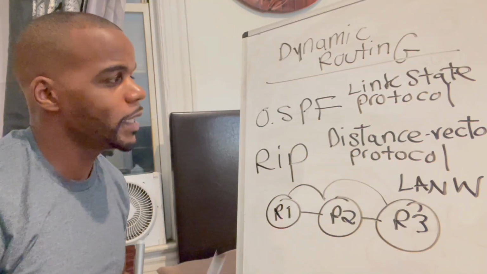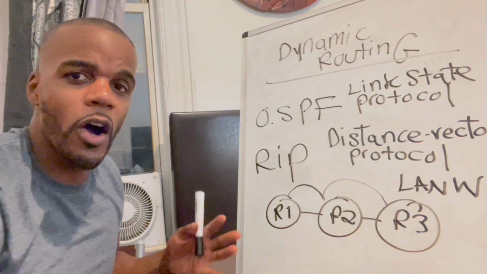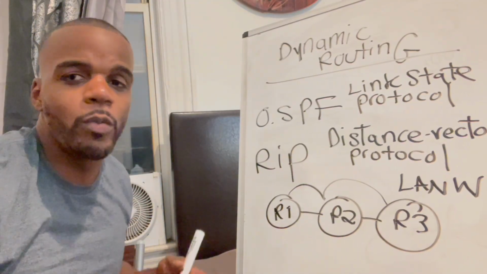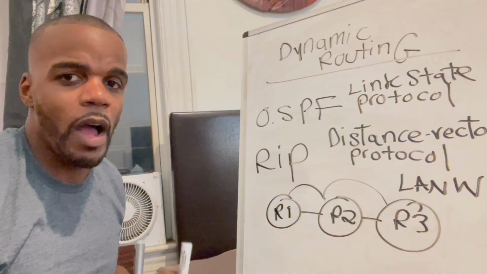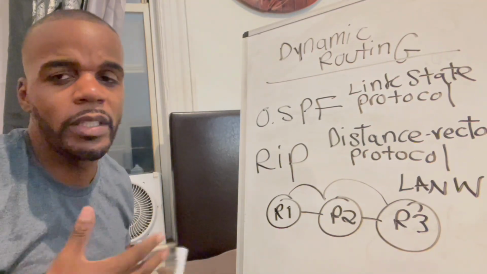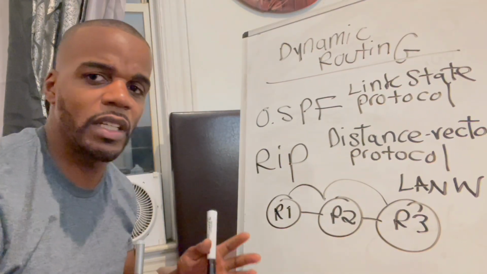So these are the main functions of dynamic routing protocols, and I hope we understand how these work. And maybe in later videos I'll start actually demonstrating how these work in a Packet Tracer lab.